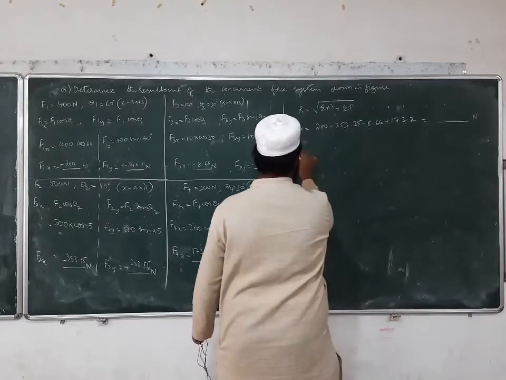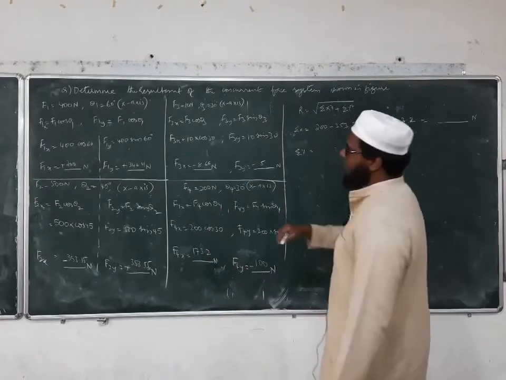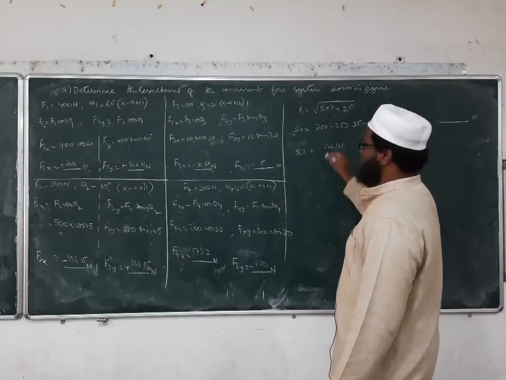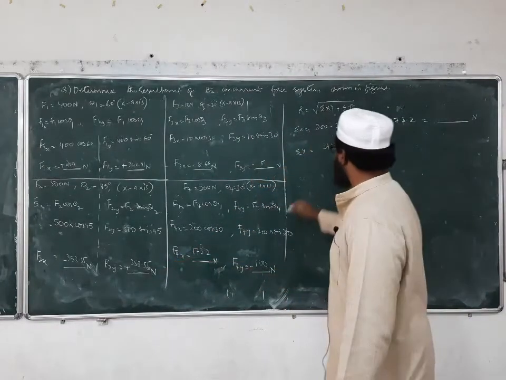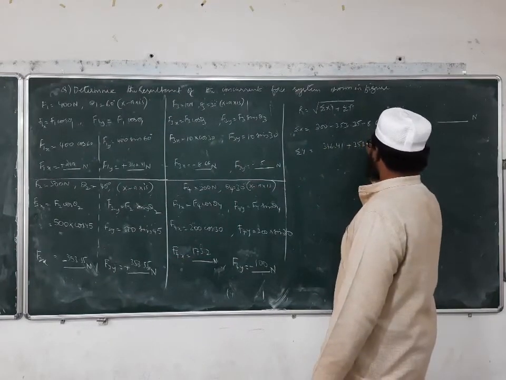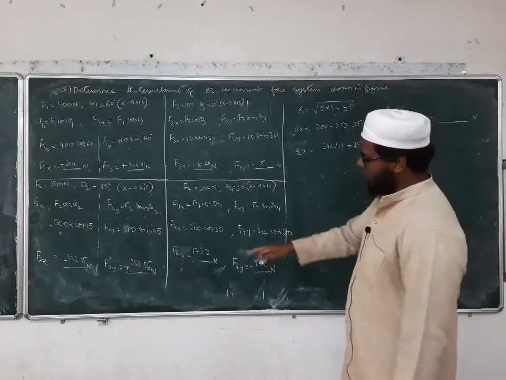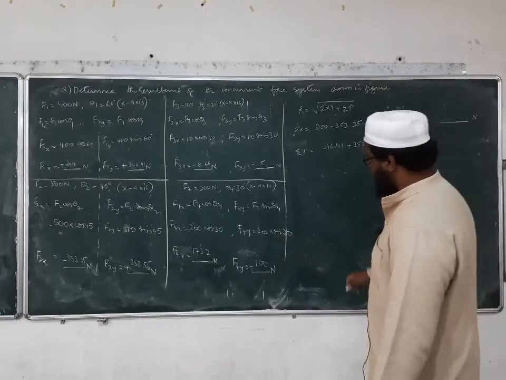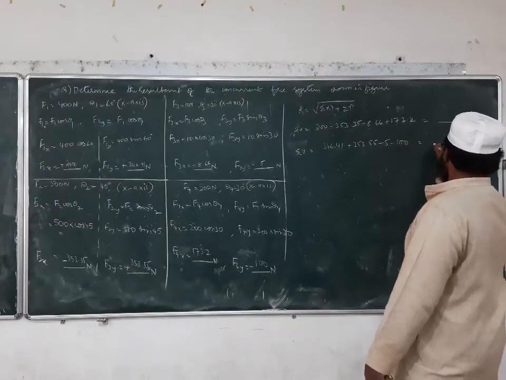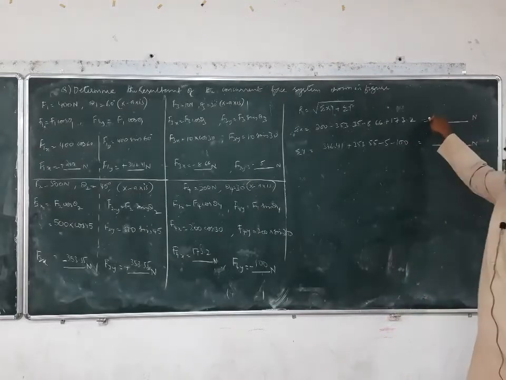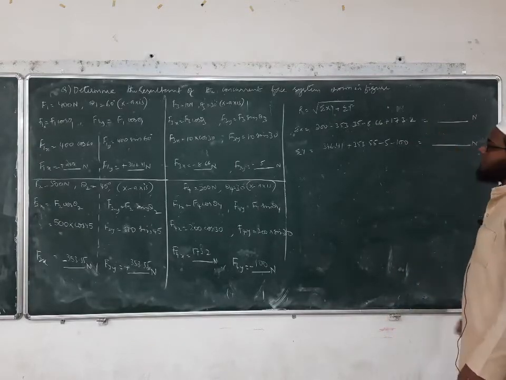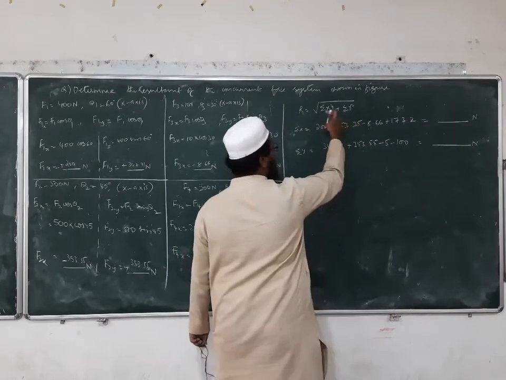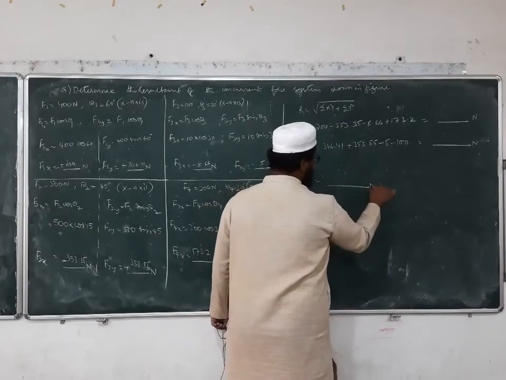Then sigma y is equal to, what are the vertical components we have? First is 346.41. Okay. Next we have plus 353.55. Then what is F3y? We have minus 5, isn't it? Then we have minus 100. So you will get some value. Either you may get positive or you may get negative. Okay. So you got sigma x and sigma y. Then if you substitute all these values in this formula, you will get the resultant.